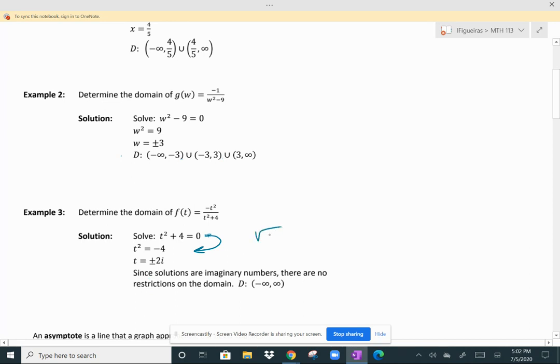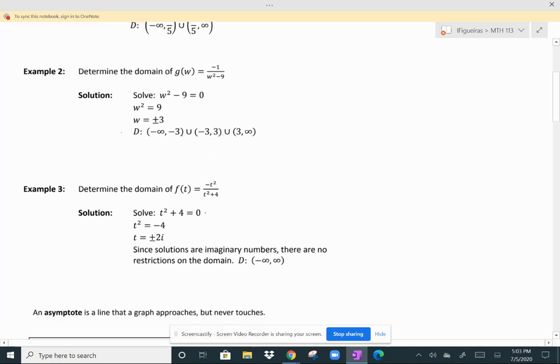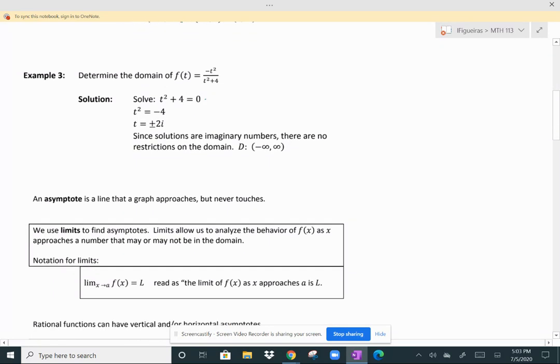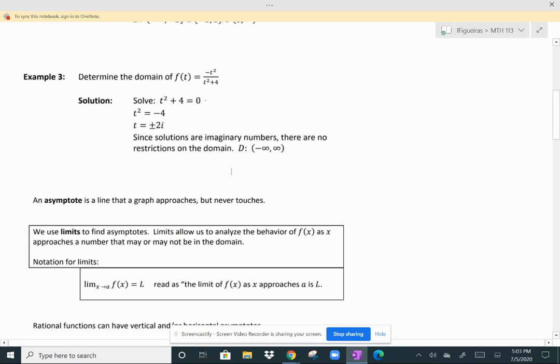But the square root of a negative number is an imaginary number. So when you solve this, you get plus or minus 2i. Since that is not a real number, there is no real number that would result in division by 0, and therefore your domain is the set of all real numbers. There are no exclusions. So there are often exclusions to the domain of a rational function, but not always, like in this example 3.